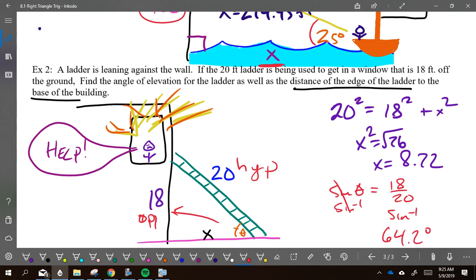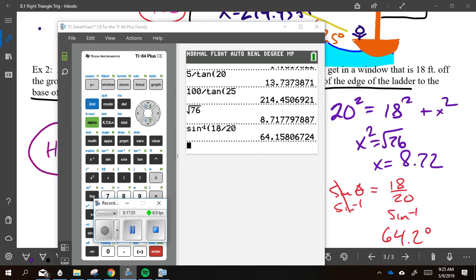Questions on right triangle trig? There's nothing super fancy. Once you've done it a few times, you should be good at it. All right.